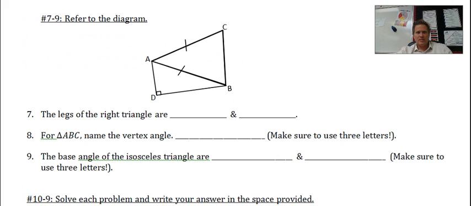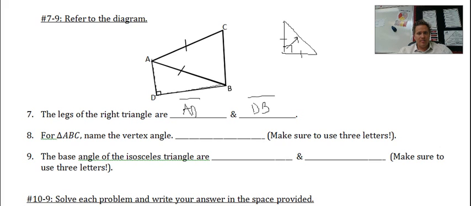Our next one, number 7, says name the legs of the right triangle. So remember, a right triangle looks like this. It has a 90-degree angle, and the legs are the two that are right next to the right angle. The hypotenuse is always the side across from the right angle. So if I'm looking at this, AD would be one leg, and the other one would be DB.